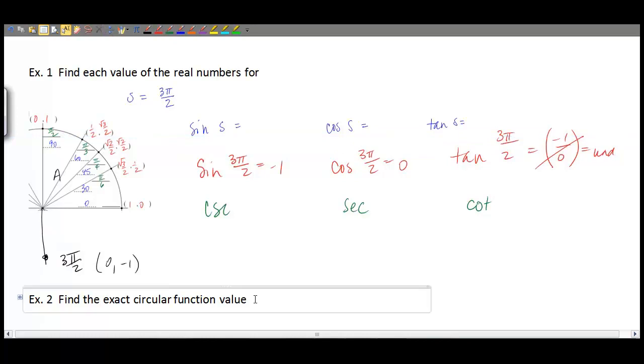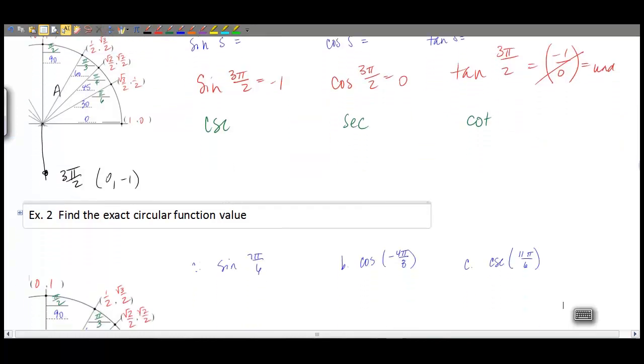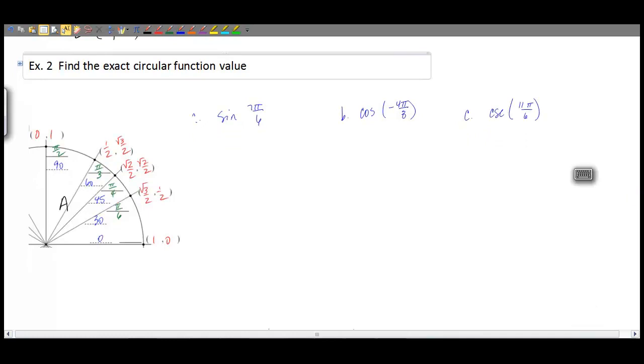Okay, so let's look at this next example where we're talking about finding function values, but we're going to use reference angles like we did, I don't know, in Chapter 2, I believe, when we used reference angles to find other function values around the unit circle. So we're again going to focus on this first quadrant that we have right here.